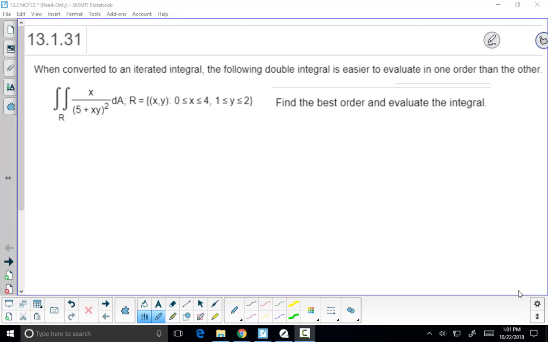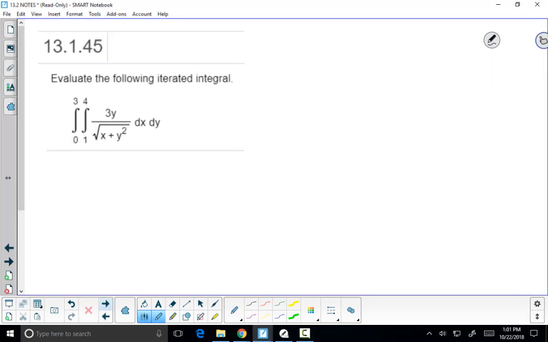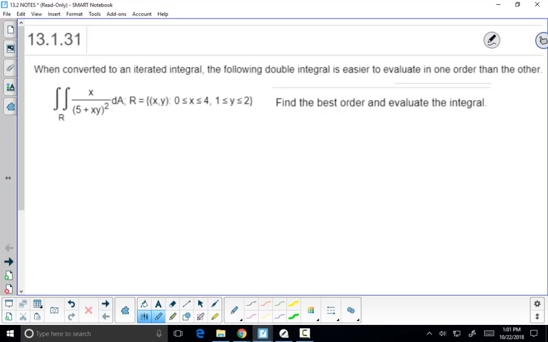This one says find the best order to integrate and do it, and the next one is basically the same thing where there's two options. One way is going to be easier than the other. So I'll just do one of these two since they're so similar, and it doesn't matter to me which one we do.